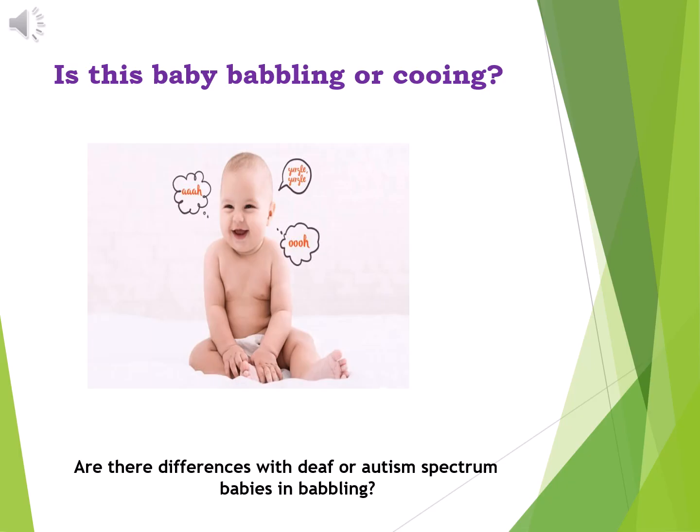So we see lots of vowel sounds, ahs and oohs. Vowel sounds are what cooing is about. After they begin cooing, the next step is babbling, which is going to be introducing many consonant sounds, even consonant sounds that are not used in that particular child's language. Now let's consider the next question, if you're good with that. Are there differences with deaf or autistic spectrum babies in babbling, or do they babble the same as all other children?